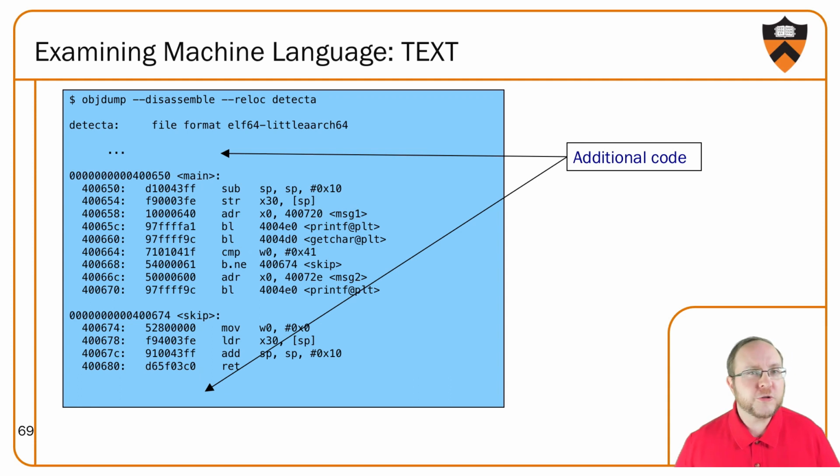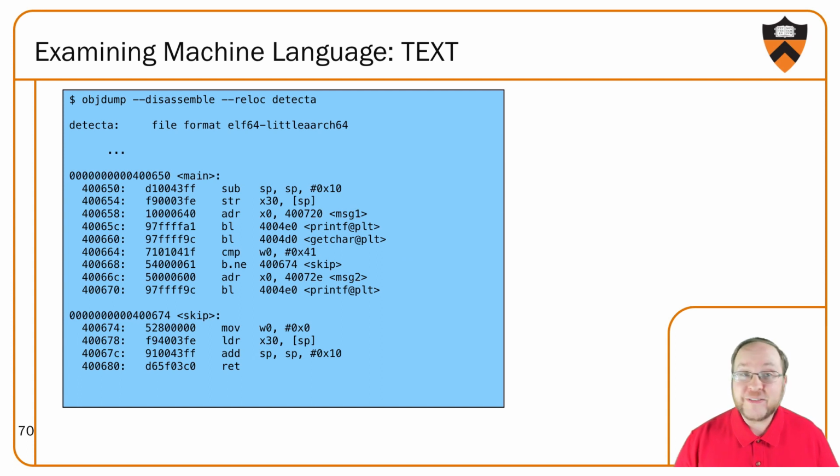There's also additional code beyond the code that we wrote. Why is that? Well, we already talked about how the linker will have dragged in the machine code for printf and for getchar. It will also have given us some code for _start that calls main in the beginning of the program, and assorted other functions of the C runtime framework.